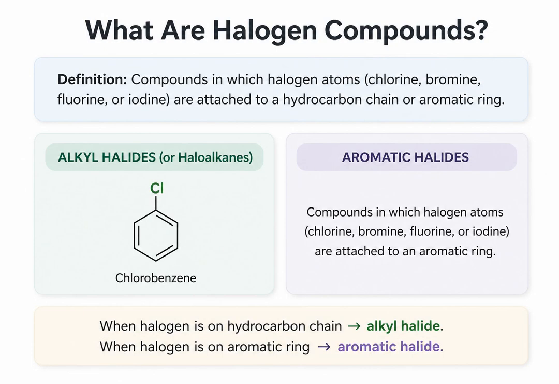Halogen compounds are organic molecules where a halogen atom, such as chlorine, bromine, fluorine, or iodine, is bonded directly to a carbon atom. These compounds fall into two main categories based on where the halogen sits. If the halogen is attached to a saturated hydrocarbon chain, we call it an alkyl halide or haloalkane. If it's attached to an aromatic ring, it's called an aromatic halide. This distinction matters because the chemical properties and reactivity differ significantly between the two types.